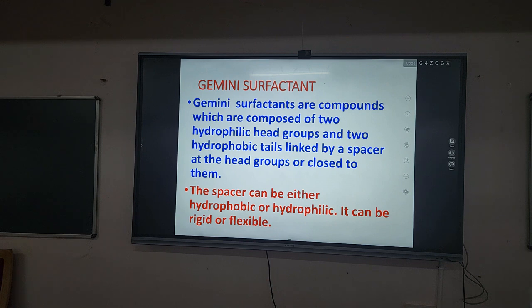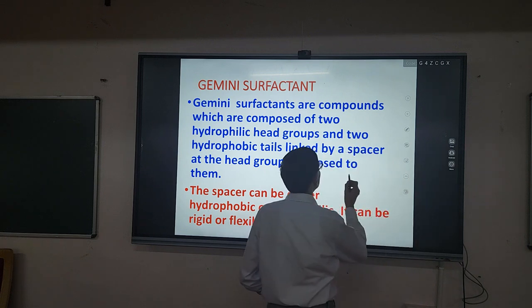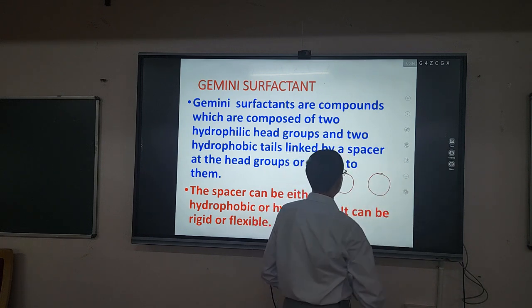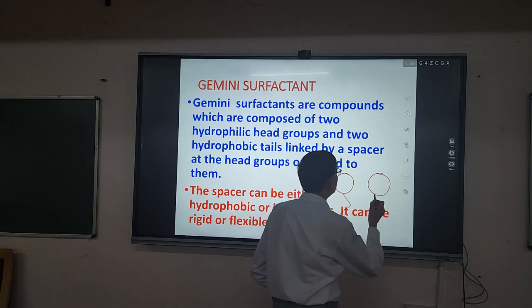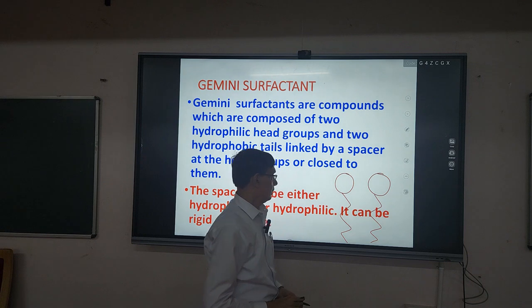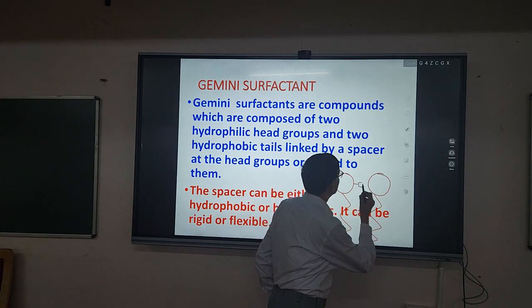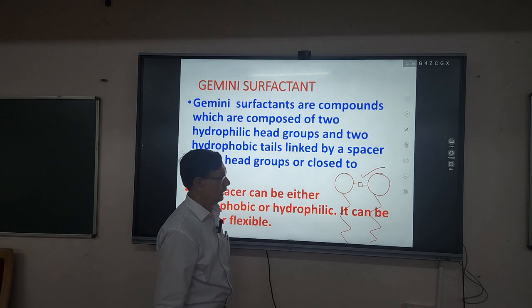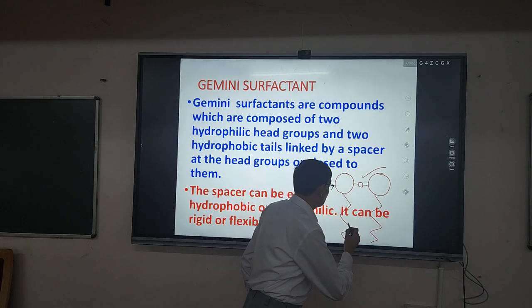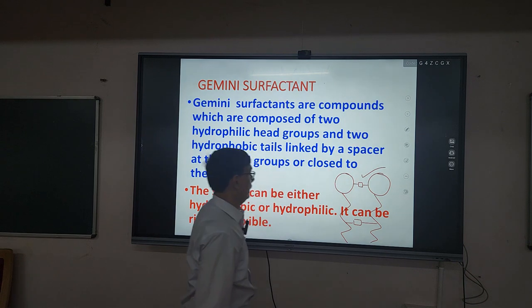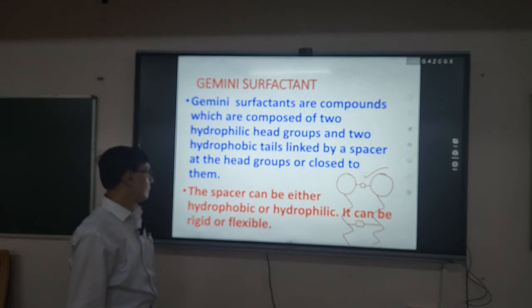Now Gemini surfactant is a very broad subject. A large number of books are also available, and it is the latest development of the surfactant. And there are two head groups, two tail groups, and there are two types of things. These two heads may be joined with a spacer. That is also one possibility. Another possibility is also there. These two tails are also joined.